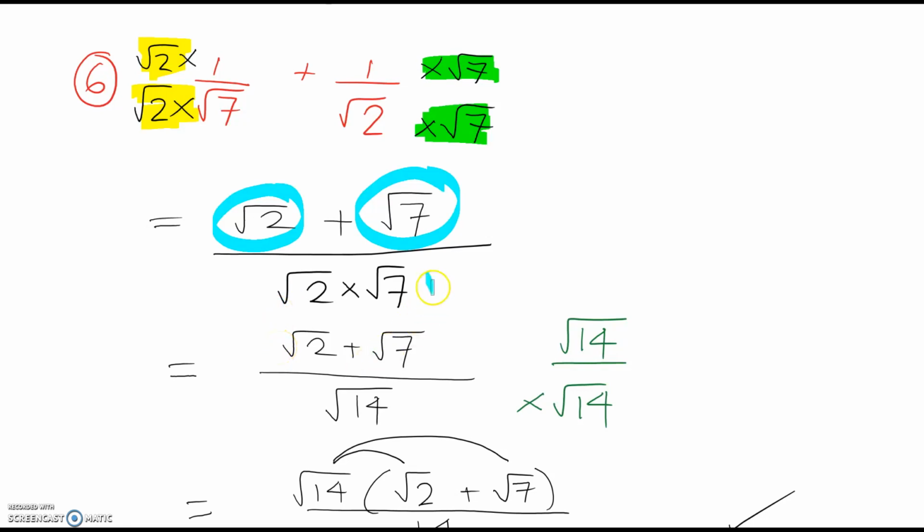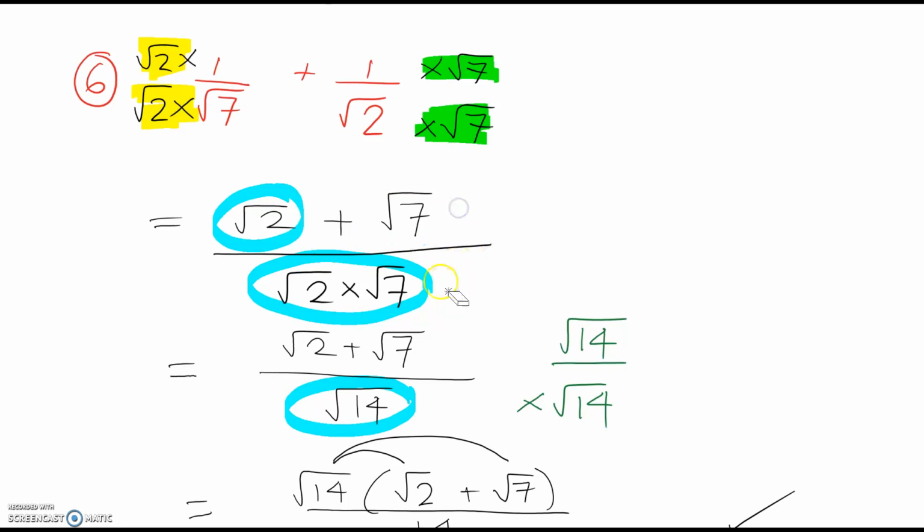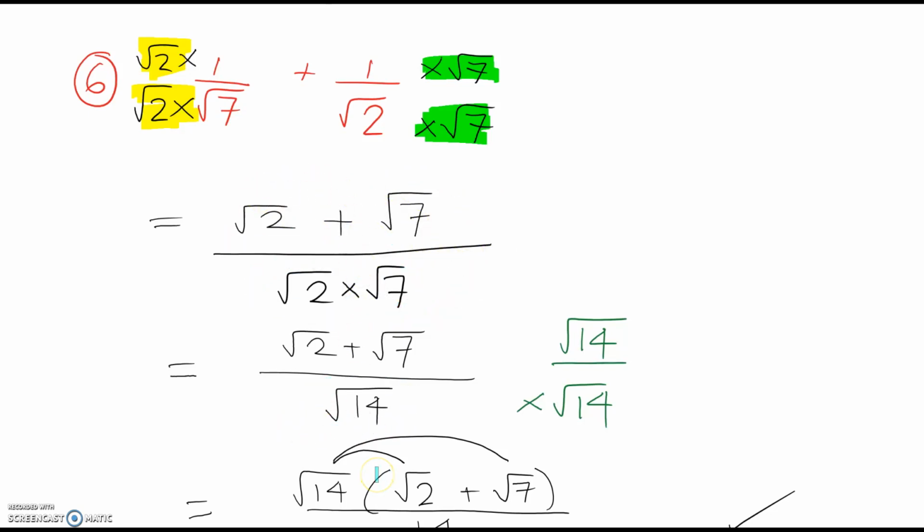Which is also, there it is there, but I could also write it as root 14. That makes it a much simpler expression. So far I've got to this stage here.